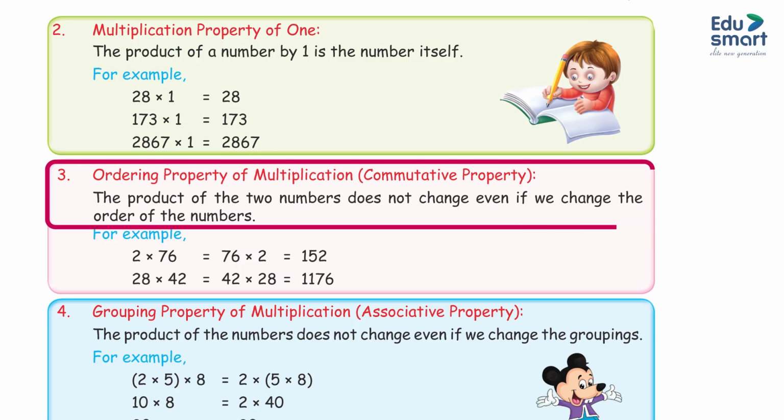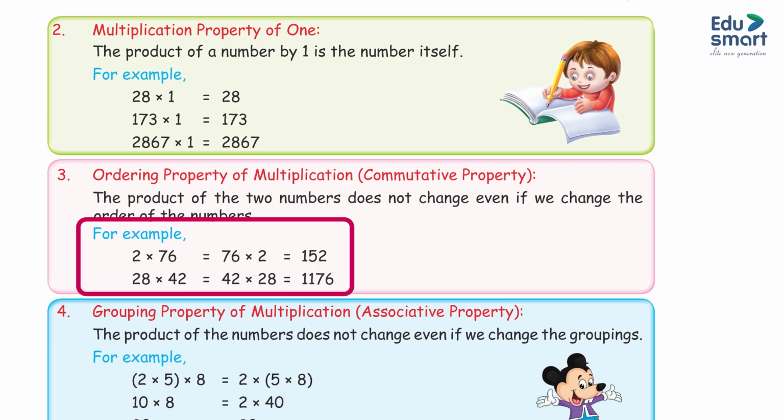3. Ordering property of multiplication. Commutative property. The product of two numbers does not change even if we change the order of the numbers. For example, 2 into 76 is equal to 76 into 2, which is equal to 152. 28 into 42 is equal to 42 into 28, which is equal to 1176.